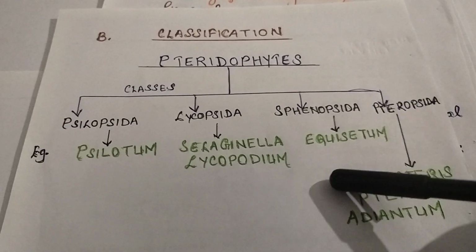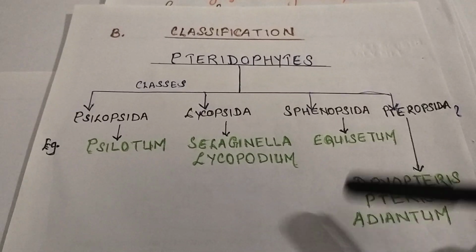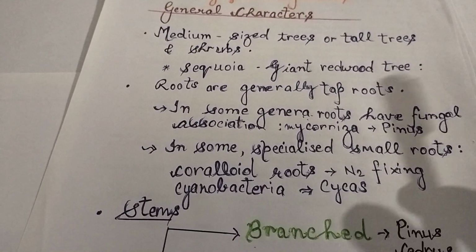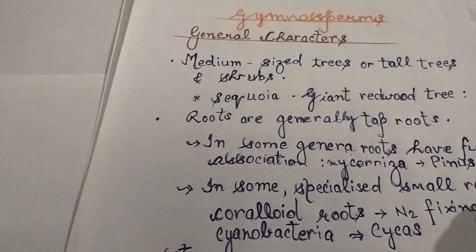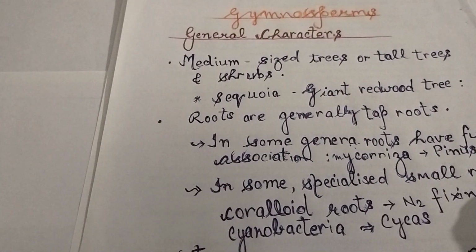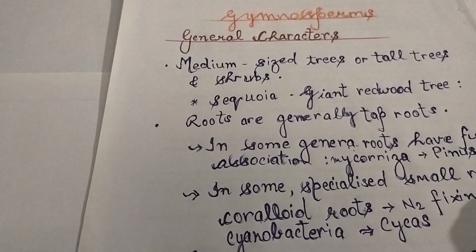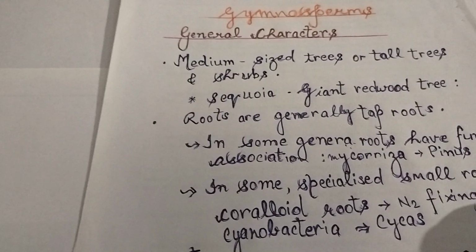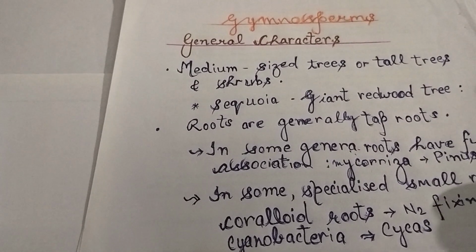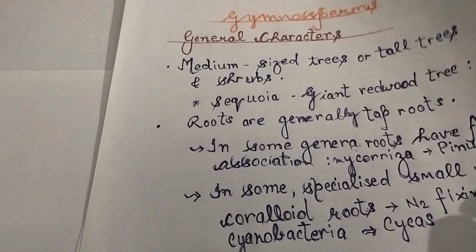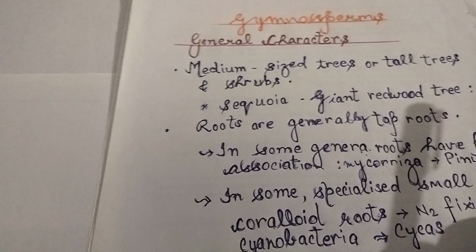So here it ends with the pteridophytes. Now today we will discuss gymnosperms, the next group of plants. Till now we have studied algae, bryophytes, pteridophytes, and now gymnosperms. First we will discuss the general characters of gymnosperms.